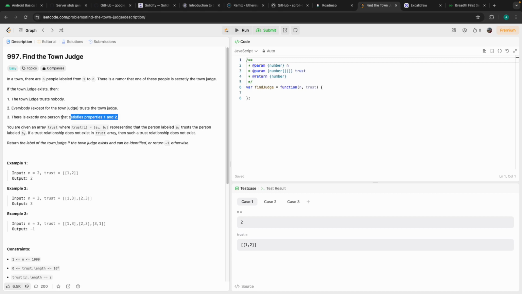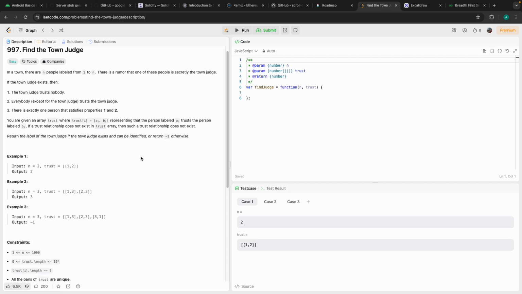I thought that we have a judge for every case. There is exactly one person that satisfies properties 1 and 2. Why do we have this condition if we can return -1? Okay, let's watch the examples.